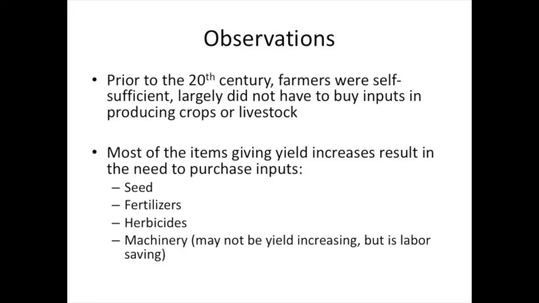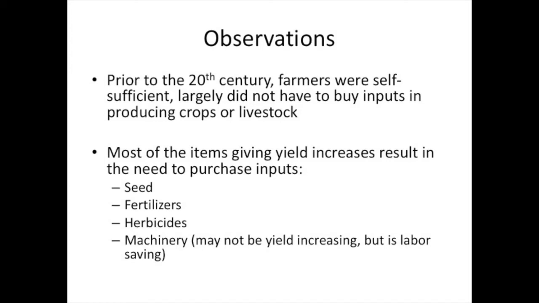But as we began to see yield increases, farmers began to rely on seed, fertilizer, and herbicides, so they purchased those each year, and machinery as well. And I'm making a note here: machinery may not be yield increasing, but it is labor saving. That allowed consolidation.